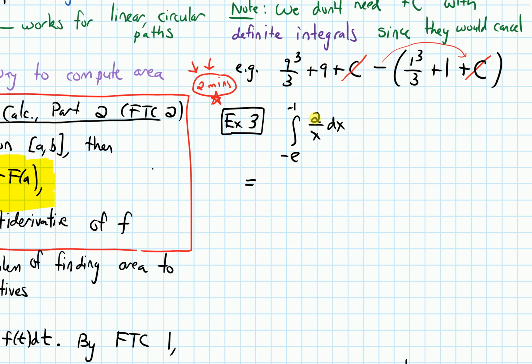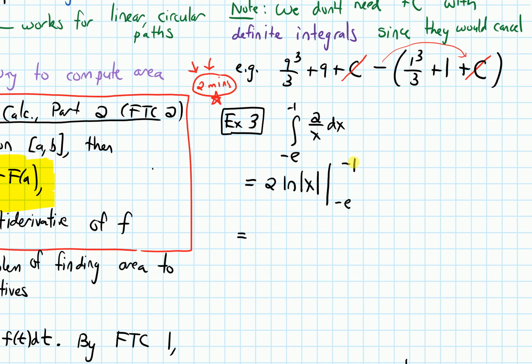So the antiderivative of 2 over x is 2 times ln absolute value of x. It's a definite integral, so I don't need to put a plus C, because even if I did, it would just cancel out when I plug in the -1, the negative e, and I subtract. Now I use my notation. I put this vertical bar. I write negative e at the bottom, -1 at the top, to indicate I'm going to now plug those in.